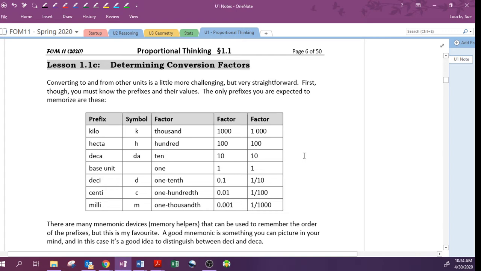All right. We're now on page 6. Converting units from one to another beyond the centimeter to millimeter is a little bit more challenging, but it's very straightforward. I do expect you to be able to move among these ones without me giving you a formula sheet. Okay, from kilo whatever to milli whatever. You should memorize this table, or at least the first column of it.